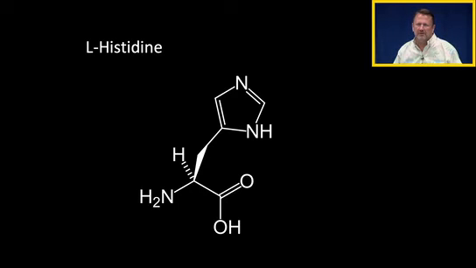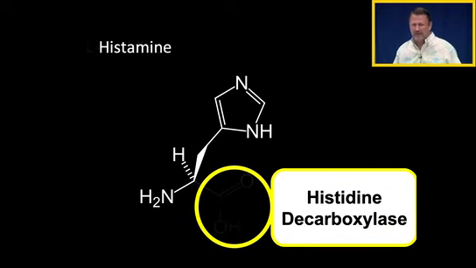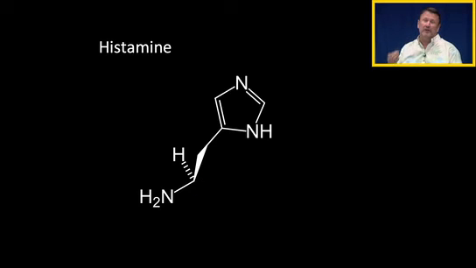Histamine's pretty simple. We'll start with L-histidine, which is an amino acid, and we'll decarboxylate it. And now we have histamine. The same histamine that mediates allergic reactions is the same histamine we're going to use as a neurotransmitter in the digestive system, in the stomach.